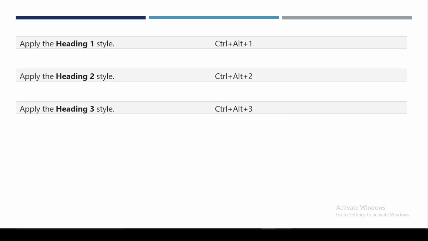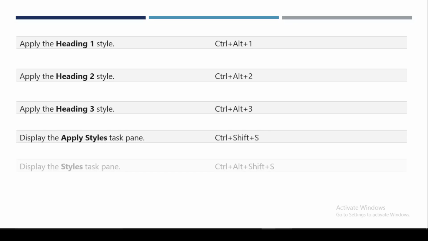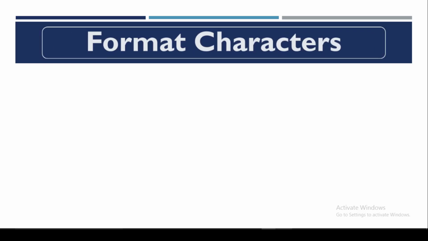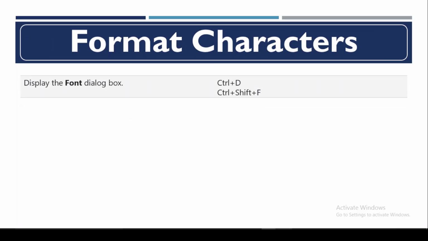Control plus Alt plus 3, display the Apply Styles task pane. Control plus Shift plus S, display the Styles task pane. Control plus Alt plus Shift plus S. Now, have a look at Format Characters. Display the font dialog box.